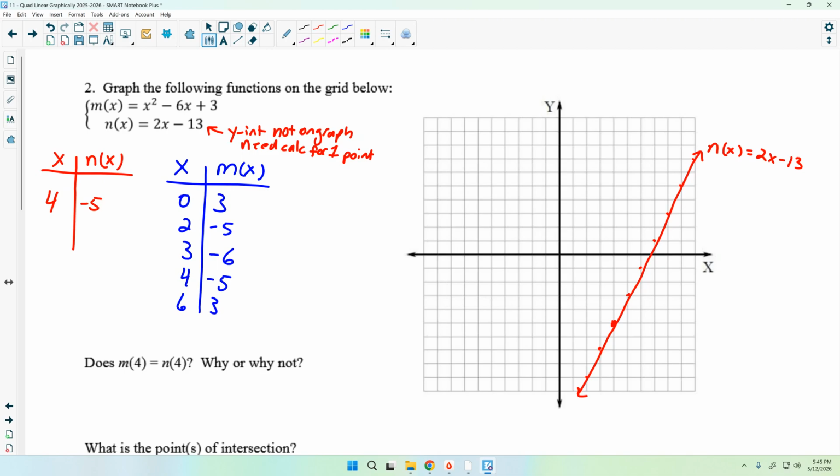Right, so starting with the vertex, there's our 3, -6, 4, -5, our point of intersection, 2, -5, 6, 3, and 0, 3. Right, and I'm trying my best to curve and also show that it's not intersecting again. Like we saw in the calculator, it was a little hard to see that it was only intersecting once. So your picture doesn't have to be perfect, but do your best.